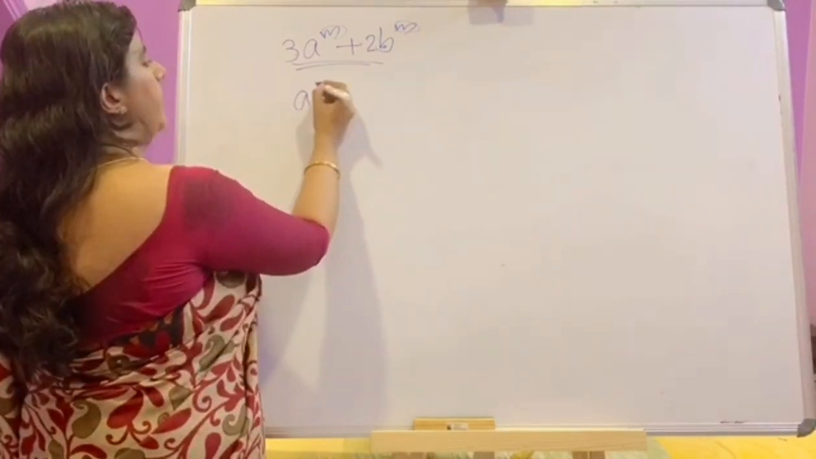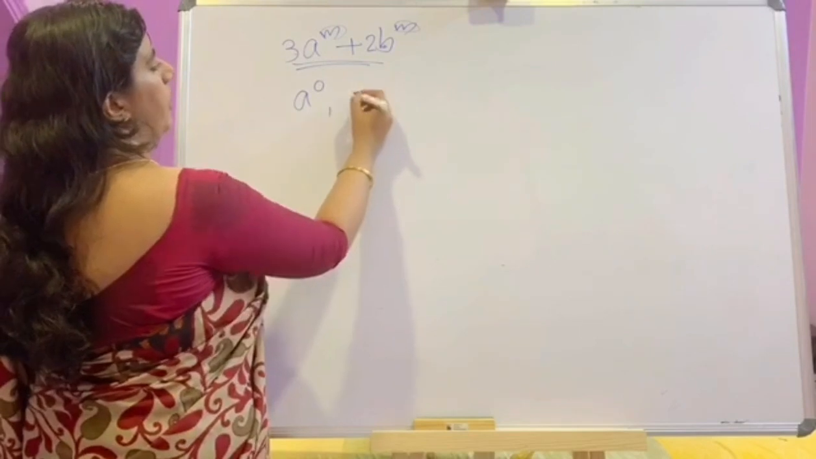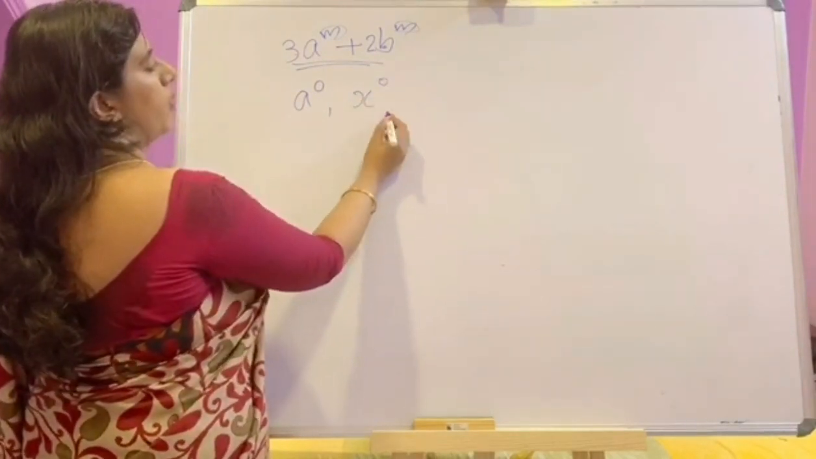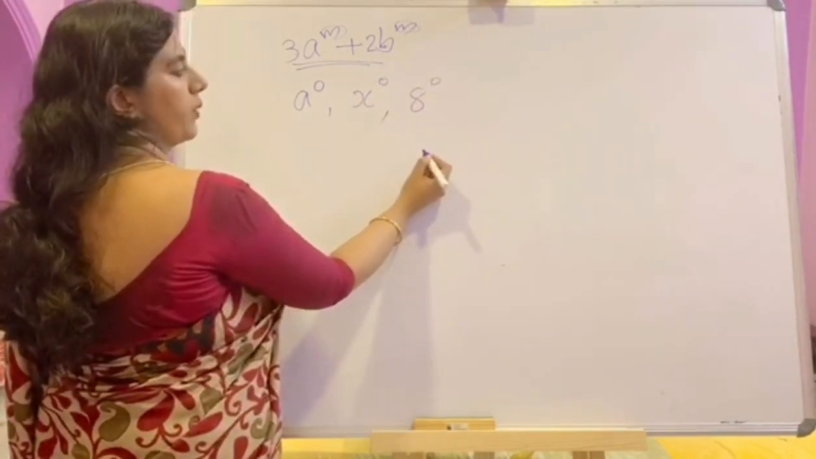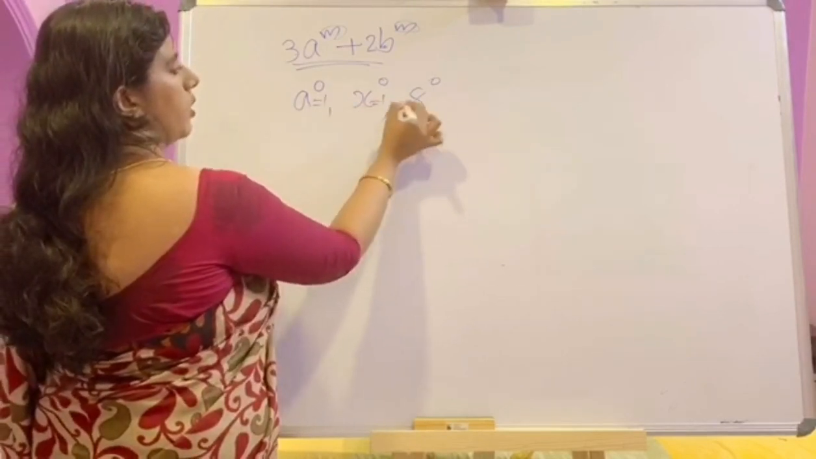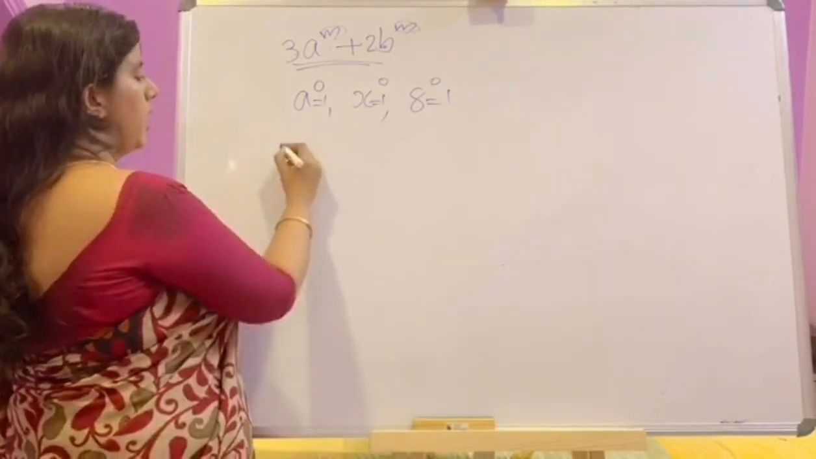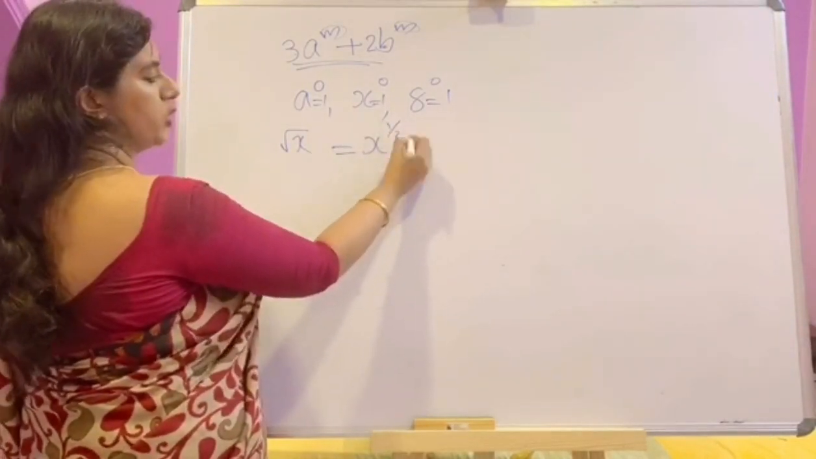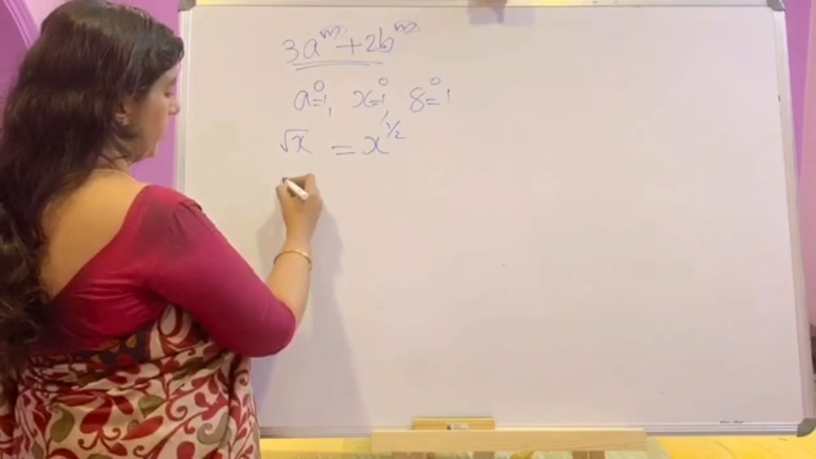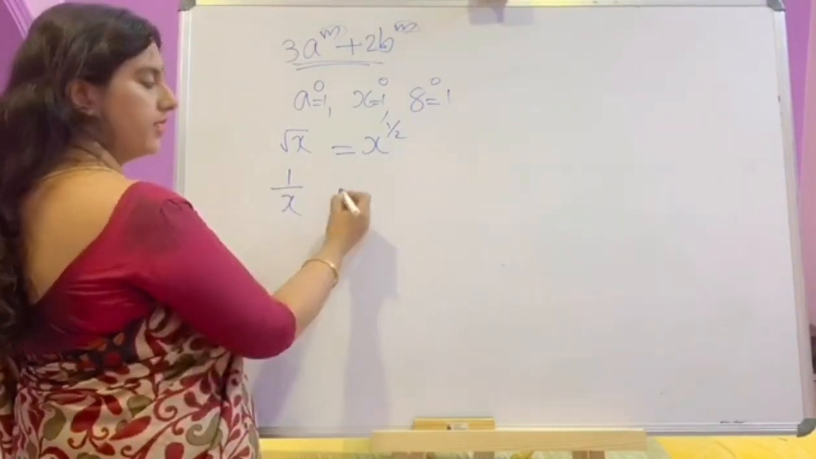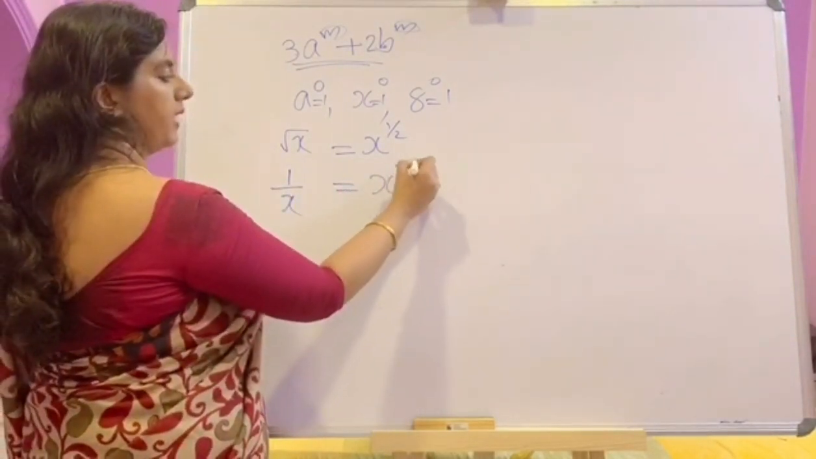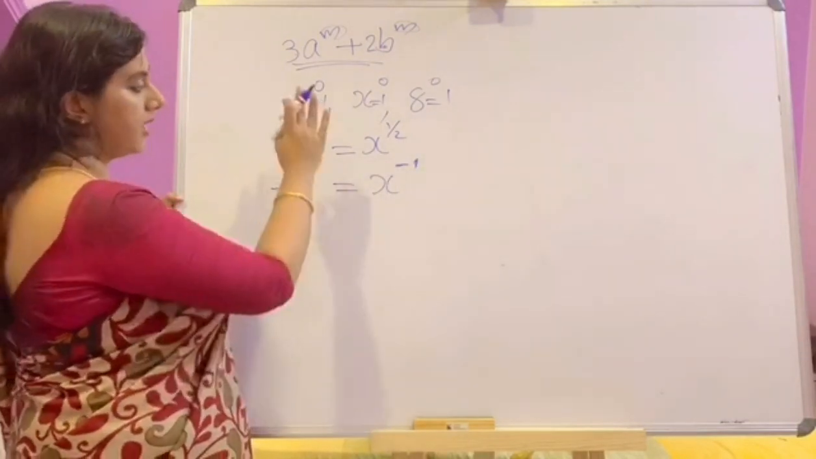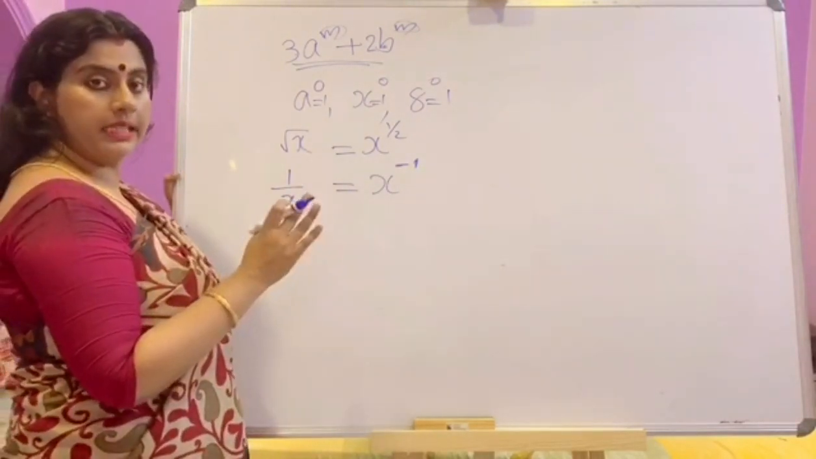Now, a raised to 0 or x raised to 0 or any number raised to 0, the answer is 1. Now, root x means x raised to 1 by 2. Next, 1 by x is equal to x raised to minus 1. These are all basics which we learned in the earlier classes.